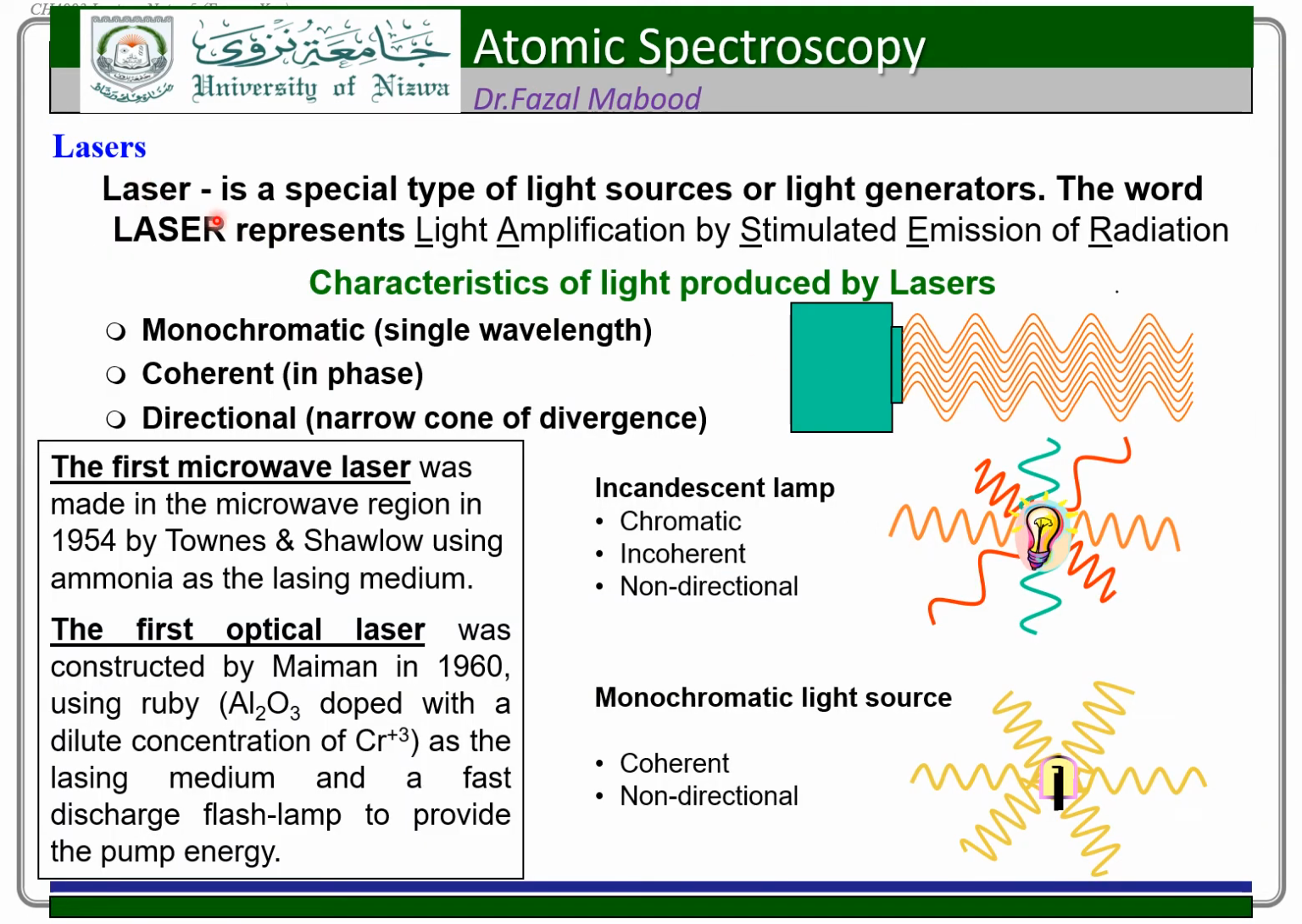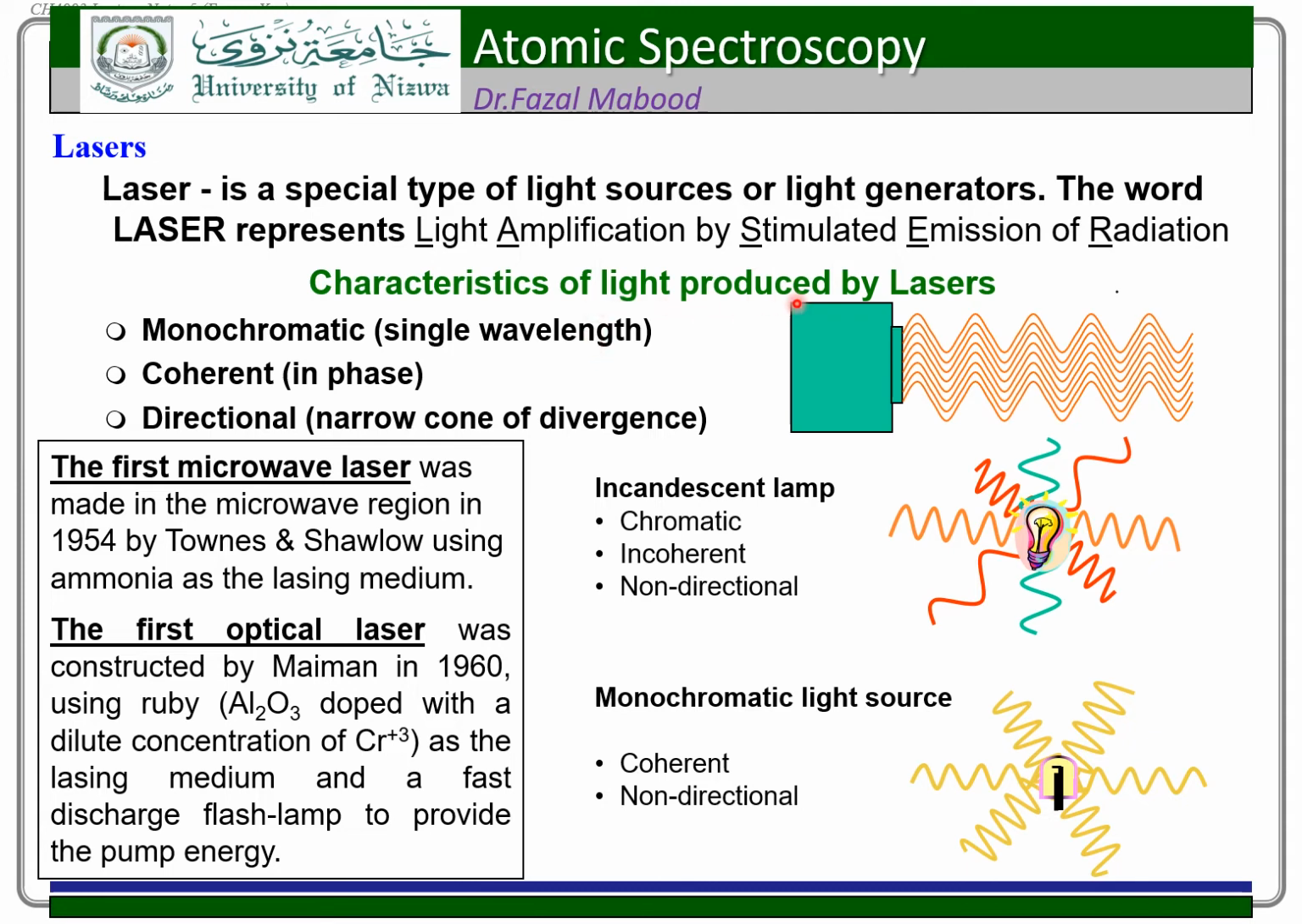Lasers. Laser is a special type of light source or light generator. The word laser represents light amplification by stimulated emission of radiation. Here you see this is the laser generator source, and the radiation we are getting here is called laser. Light amplification by stimulated emission of radiation.